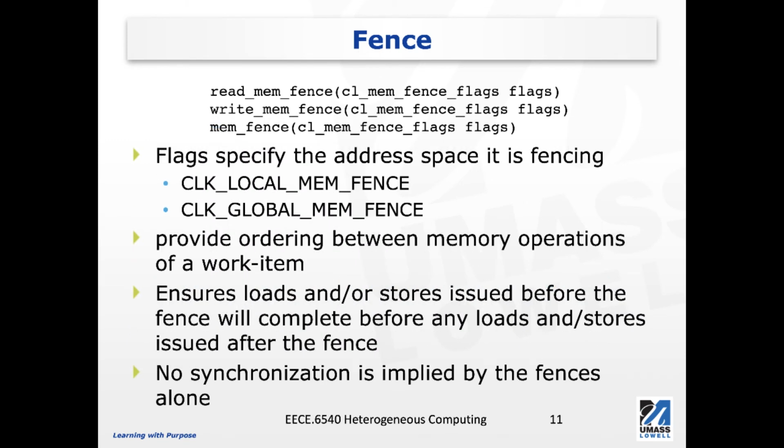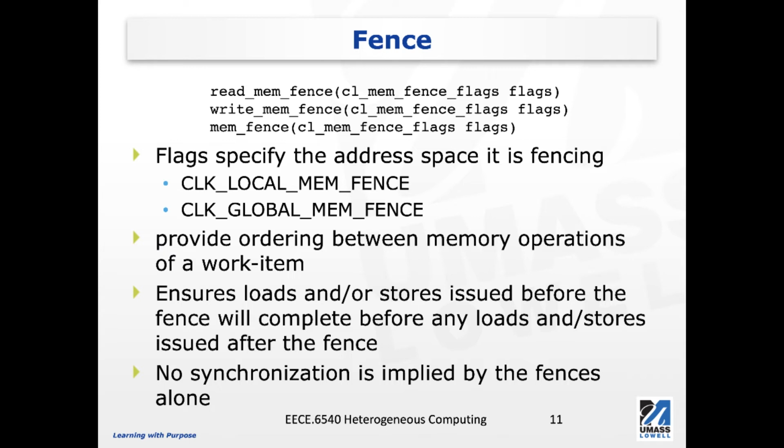And the APIs for fence are as follows. You can use read memory fence to perform controls on read operations, or write memory fence to control the write operations, or just generally use memory fence. You can use two flags to specify which address it is fencing. It could be local memory or global memory.